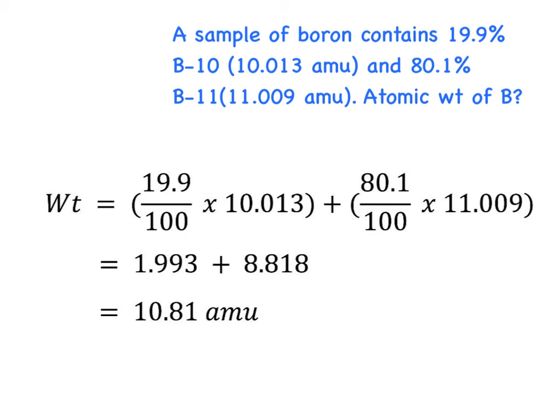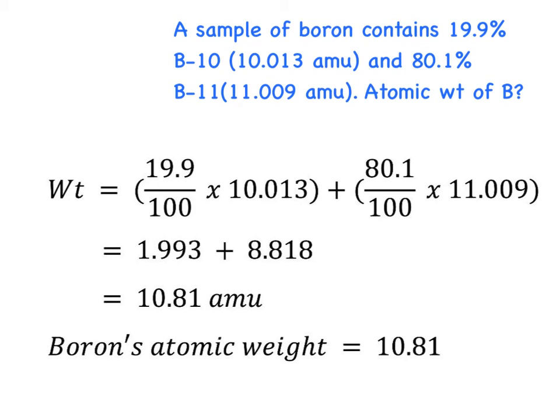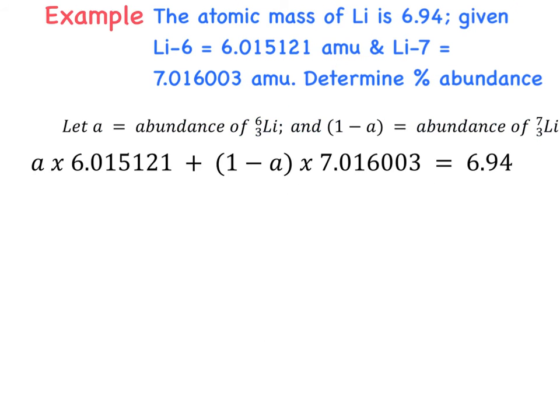If we have more than two isotopes, we simply add that to it. Same process, just add more of these sums to it, that's all. So if we look at it, that's what boron's atomic mass is. I've used weight in here as an old term.